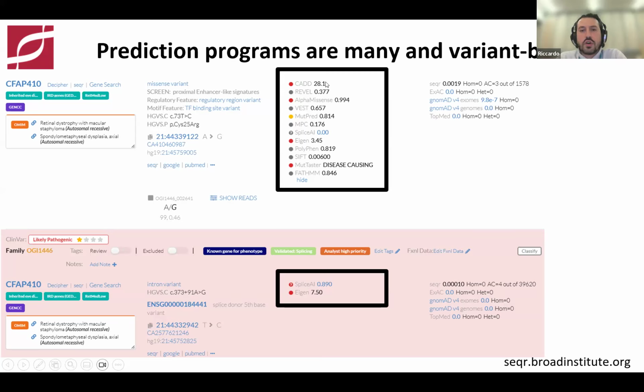The confidence towards the deleteriousness of a variant also comes from the combination of all of those. In this case, in our platform, it's red for any prediction program where the score goes beyond the threshold. So a combination of all those gives a better answer, together with the population data. You see again in gnomAD v4 there are no homozygotes, so this variant is rare and not found in homozygosis in patients.